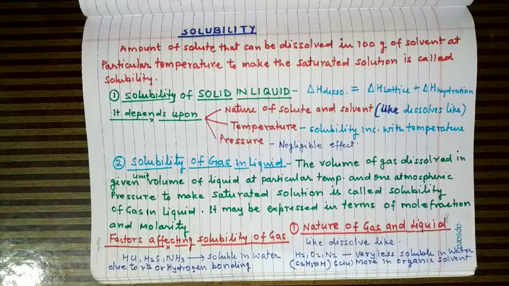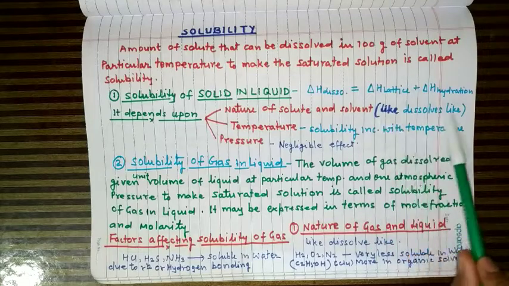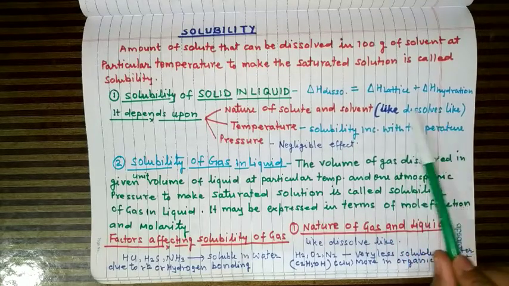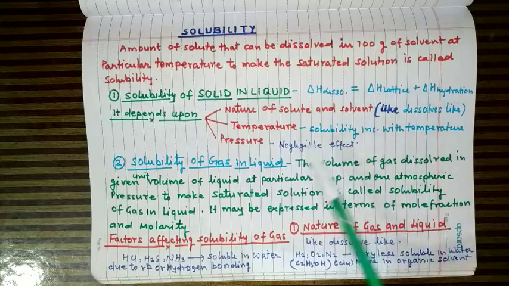Iodine is not soluble in water because iodine is covalent and non-polar, whereas water is polar. So, their nature does not match here. So, actually for dissolution, this is the first principle, that it should be alike, like dissolves like.